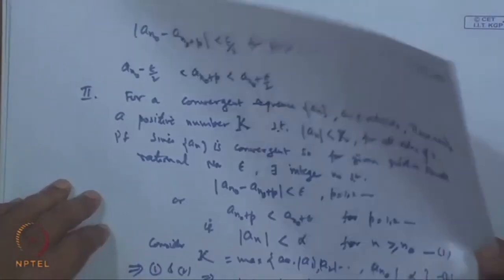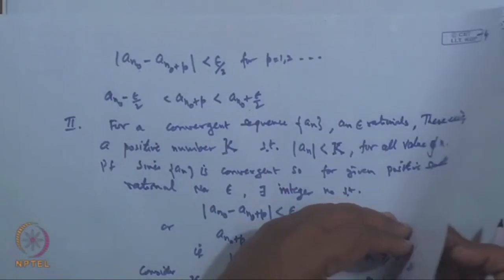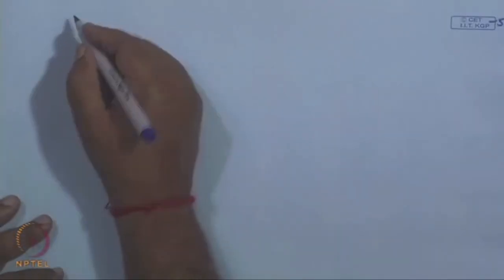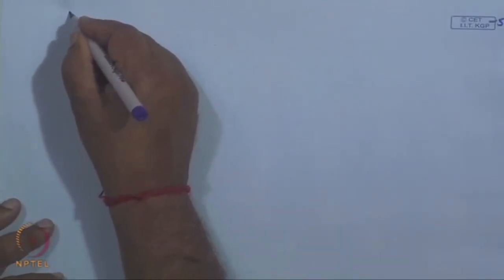It is a bounded sequence. Every convergent sequence of rationals is bounded. In fact, the result is true for reals also. Okay? So, that is what we get. Now, there are certain conditions for this sequence. Okay? Now, one more small result is there. Of course, this result is the third.